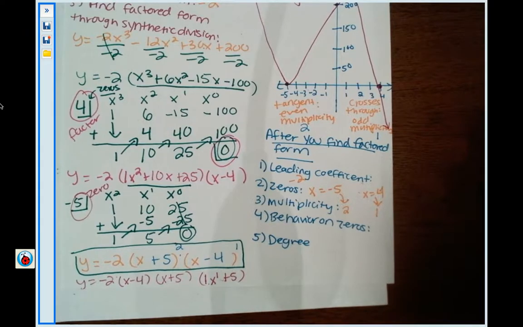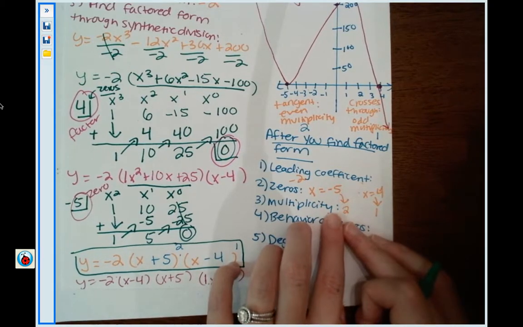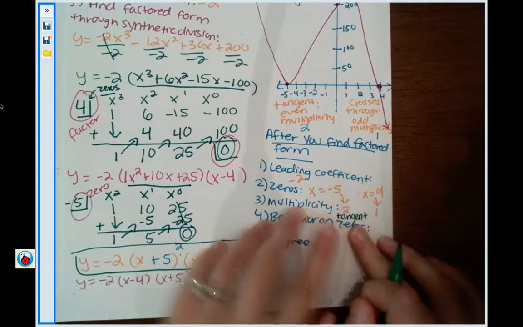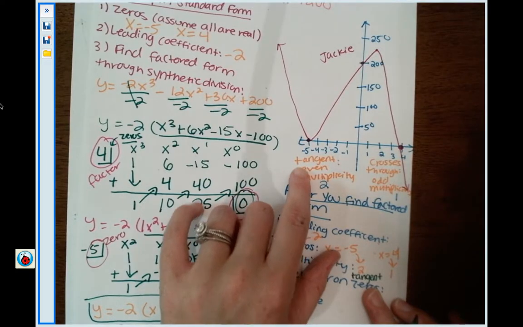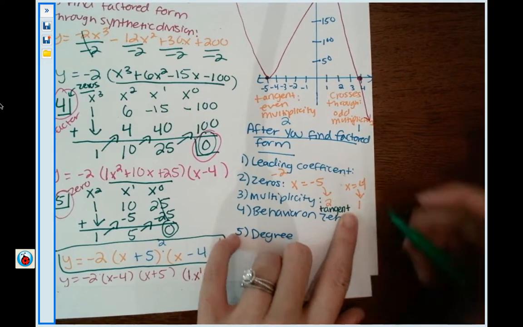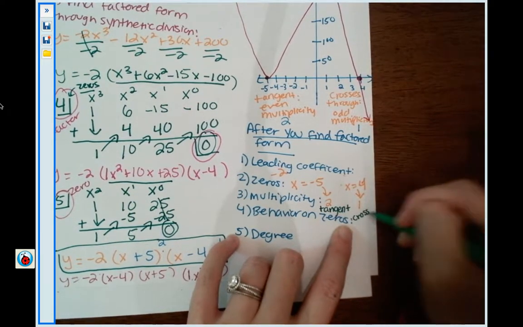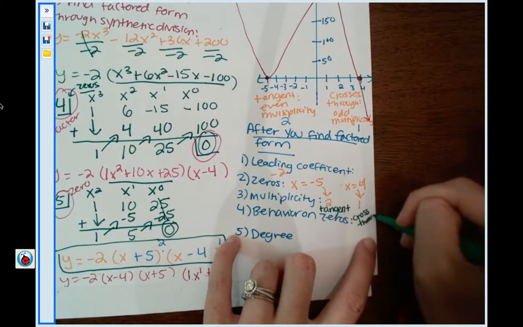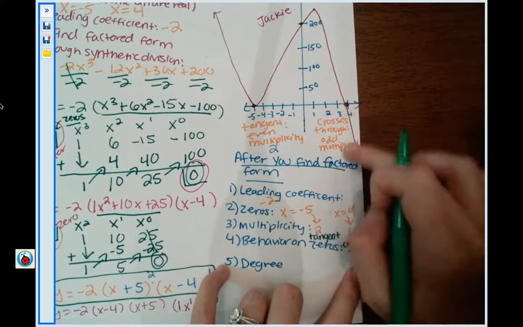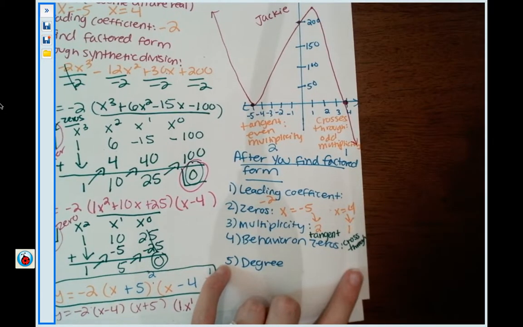Alright, so now it wants the behavior on the 0. Is it tangent or does it cross through? Since this is an even number, it should be tangent at negative 5, which we already said up there, that at negative 5 it is tangent. And since this exponent is an odd number, it will cross through. So on the graph, it should cross through at the 0, which we said up here at 4, it did cross through.